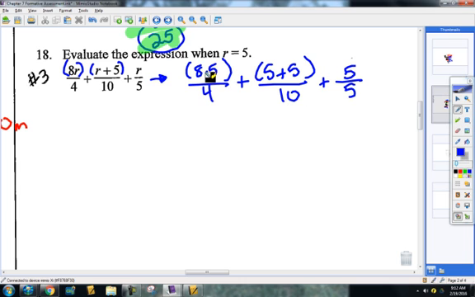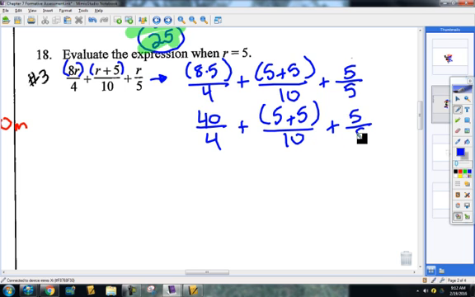Now I'm going to do the parentheses first. So that's going to be 8 times 5 is 40. Bring down everything. 5 plus 5, all of that divided by 10. Now I'm going to do those next parentheses. 5 plus 5 is 10. Now we got 40 over 4 plus 10 over 10 plus 5 over 5.